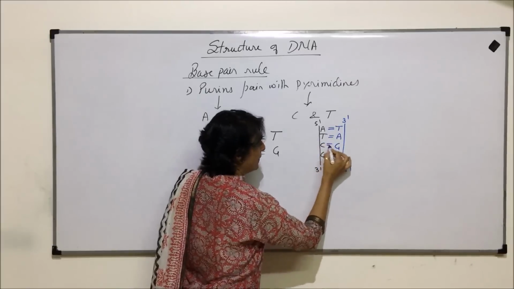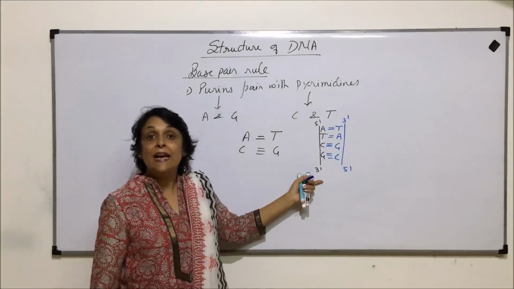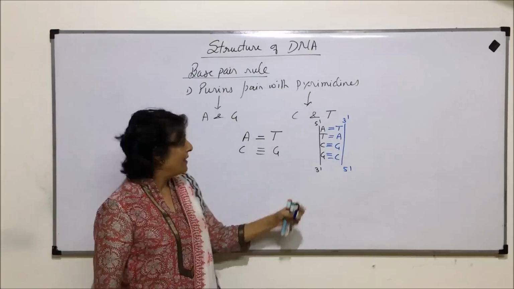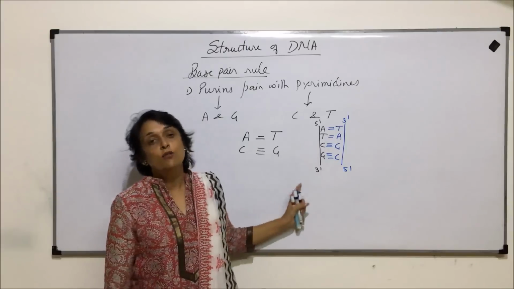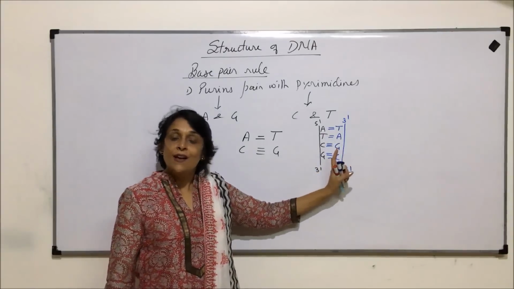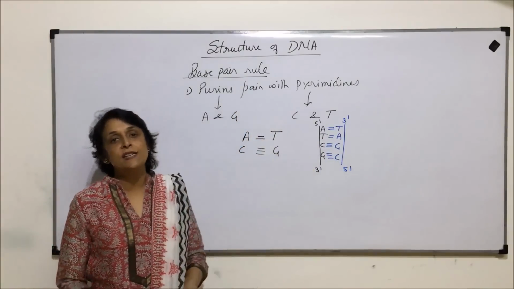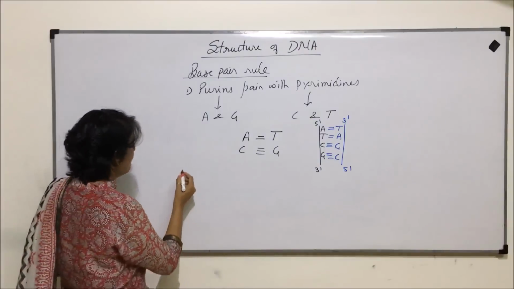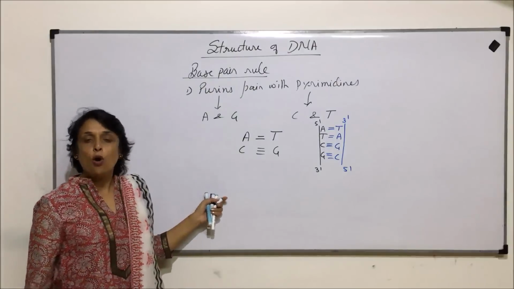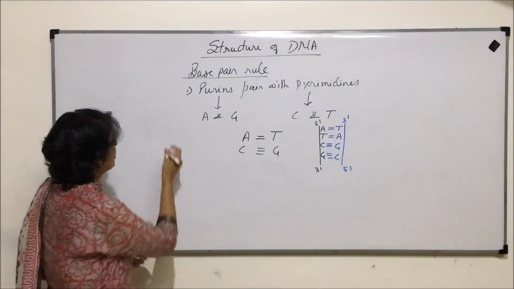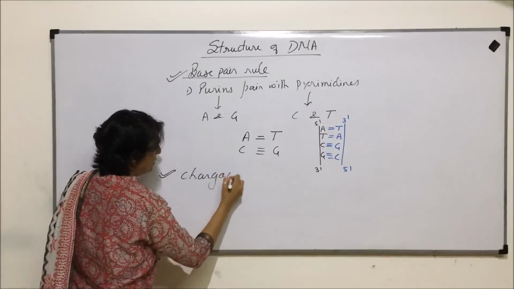Two hydrogen bonds, three here and three here. So the two strands are complementary to each other. And why are they complementary to each other? Because if you know the sequence on one, you automatically know the sequence of the other strand also. And that is because of this base pair rule which these nitrogen bases follow when they are pairing. Using the same information, Chargaff also put forth certain rules. So this is base pair, and now let us talk of Chargaff's rules.